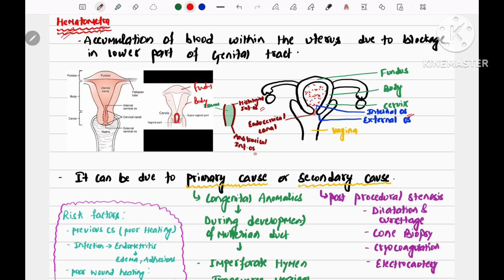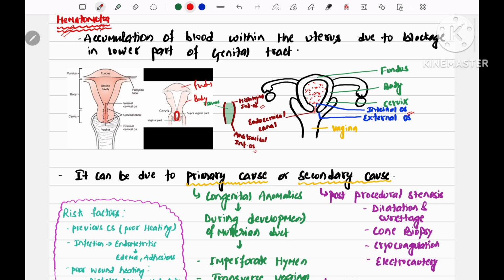And in hematometra, the most common site where there is obstruction is this part, the isthmus. So we have to know that the isthmus is one of the common sites for the obstruction of the lower part of the genital tract. So now the definition of hematometra becomes the accumulation of blood within the uterus due to blockage in the lower part of the genital tract.